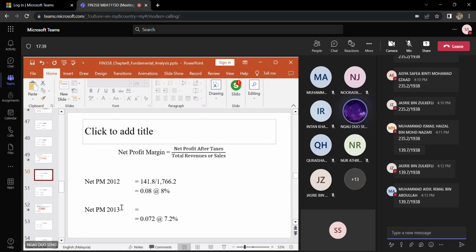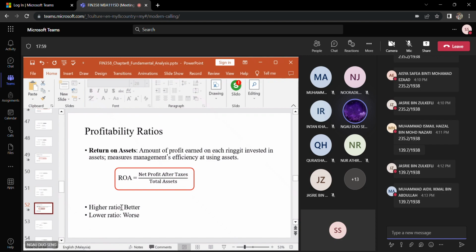All right, so we check here. We have 139.7 divided by 1938. Yes, correct. So again, we check net profit margin 2012 higher, 8% versus 7.2%. So year 2012 is better.